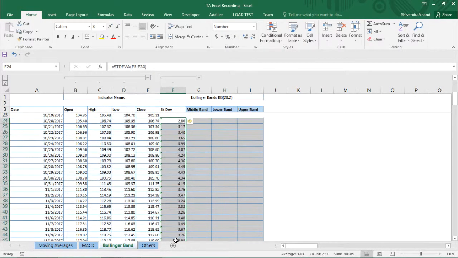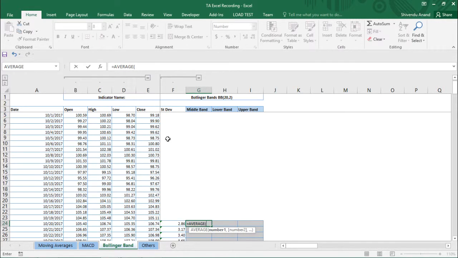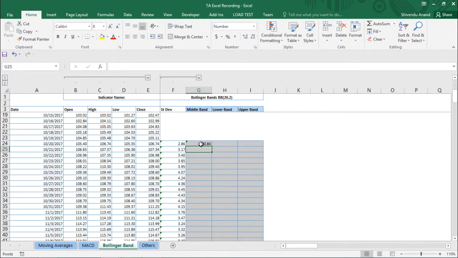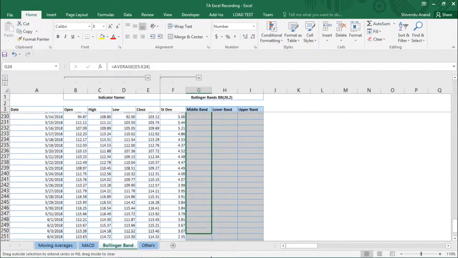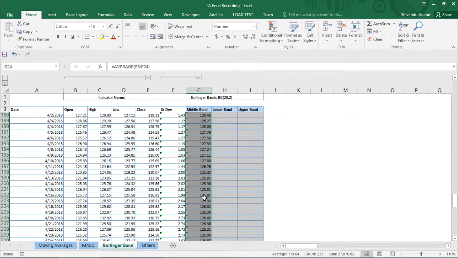Now, since we have the standard deviation, the next easy step is to calculate the middle band, which will basically be your average for these 20 days. So you say equals AVERAGE, bracket open, close price for these 20 days, bracket close. You have 100.84 as the average. Now use the autofill function and calculate the middle band for the balance dates.